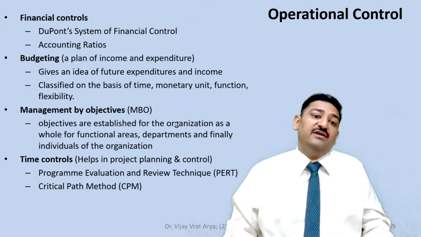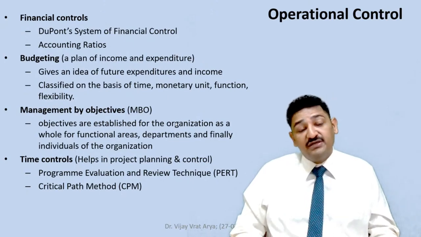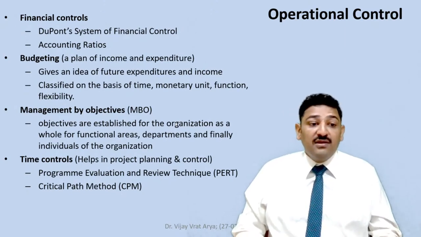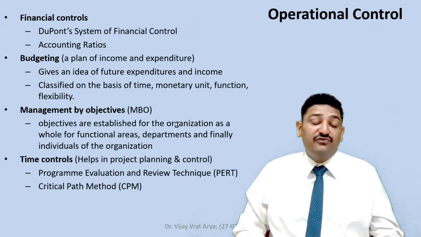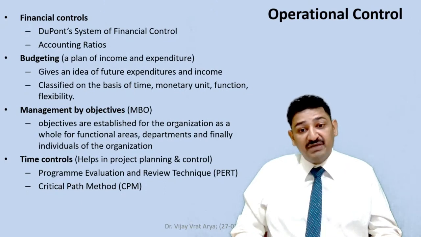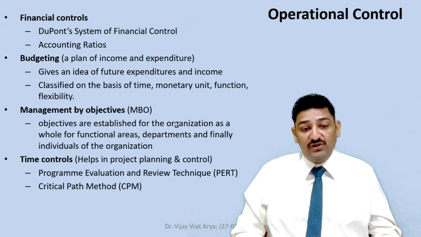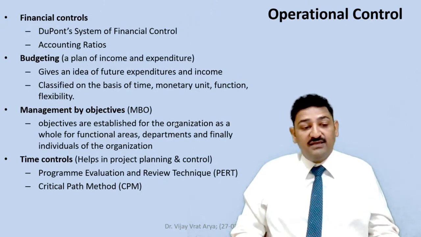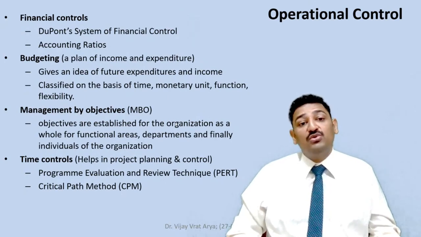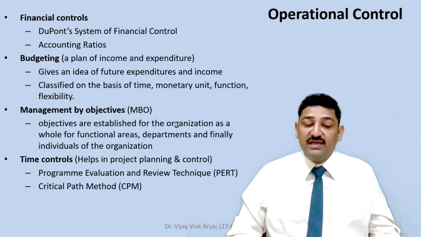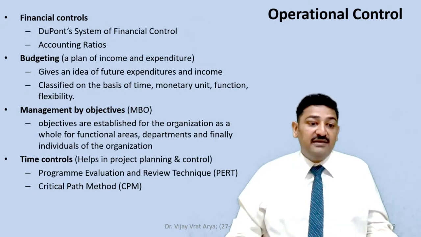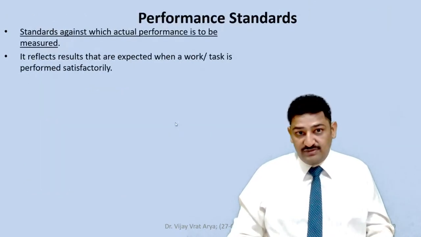And it is also classified on the basis of time, monetary unit, function, and flexibility. The third aspect is management by objectives, MBO. The objectives are usually established for the organization as a whole, for functional areas, departments, and finally individuals of the organization. And the last aspect is time control, which usually helps in project planning, and for that control, two important network analysis tools like PERT and CPM, that is critical path method, and the program evaluation and review technique, are used.